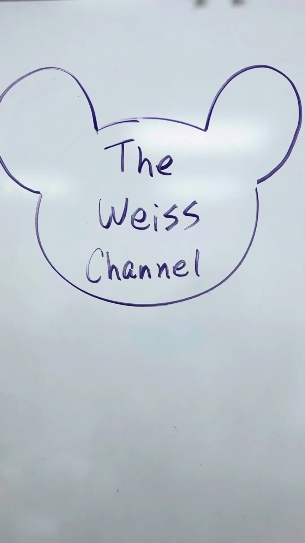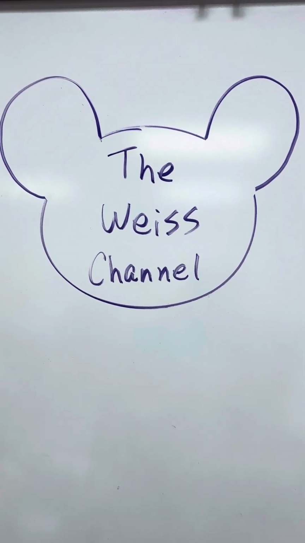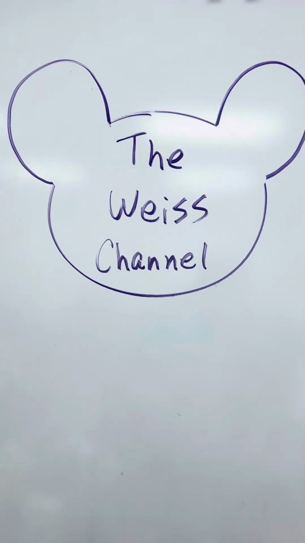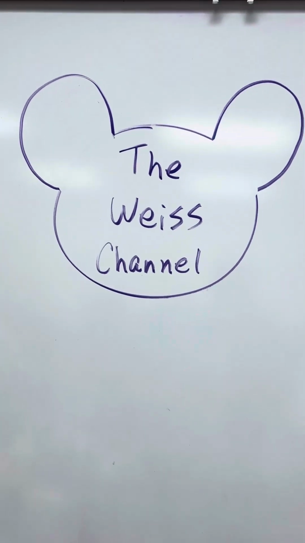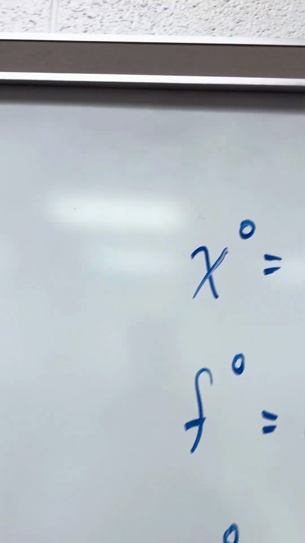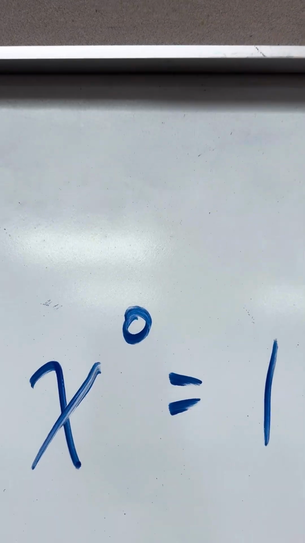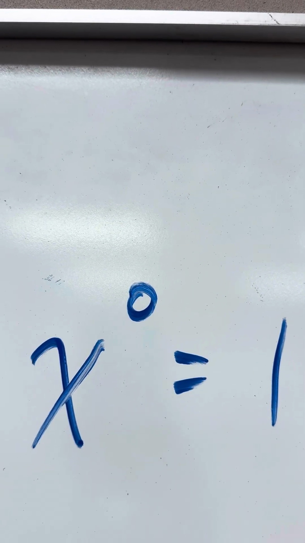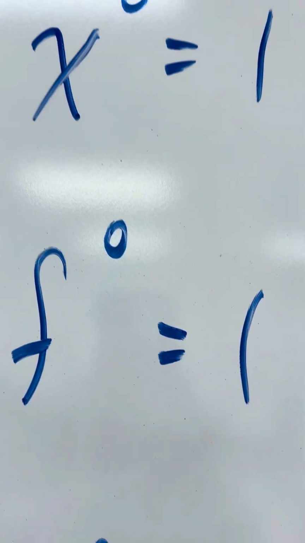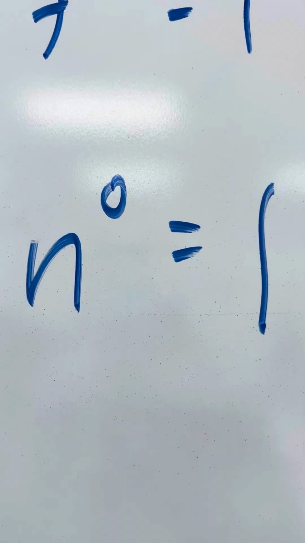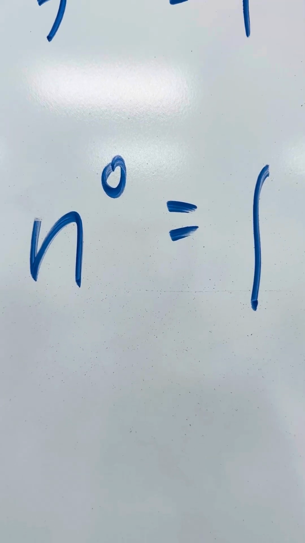We're doing simplifying of exponential expressions today. Okay, first of all, I would like you to keep in mind that anything to the 0 power equals 1. X to the 0 power equals 1. F to the 0 power equals 1. N to the 0 power equals 1.